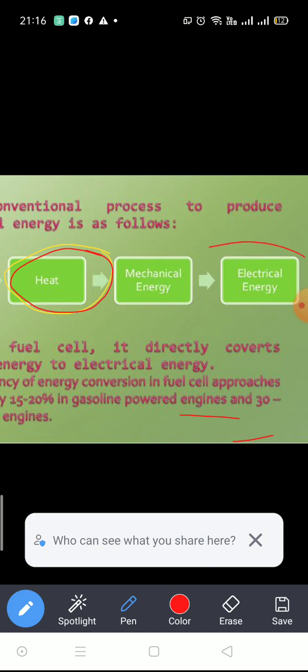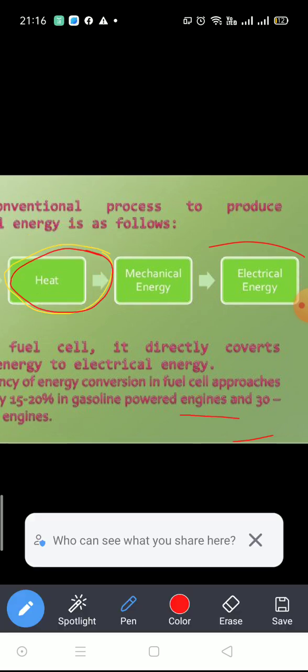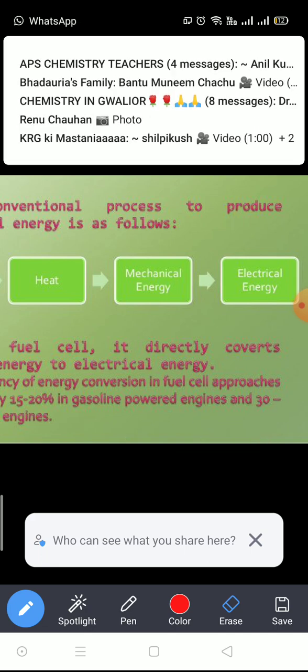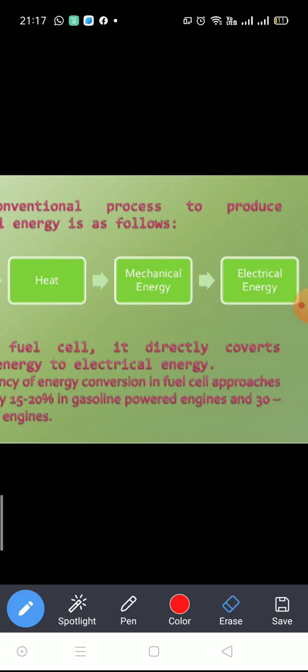And if we talk about its efficiency, fuel cell is very efficient, and its efficiency is 70%, compared to 15 to 20% in gasoline powered engines.